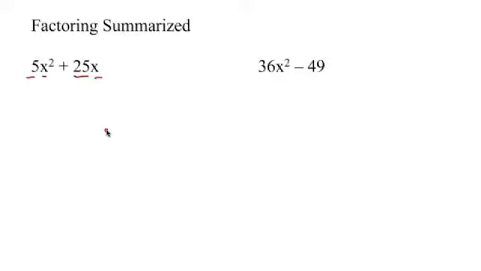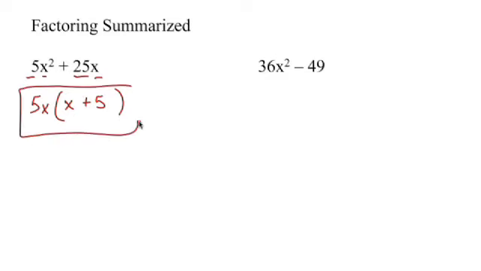So what do you want to do? You want to take that out. So taking that out means you just put it on the outside, and then you ask yourself, 5x times what is 5x squared? Well, that would be an x. And then 5x times what is 25x? That's 5. And that's it. There's no square on this. There's nothing else common between those terms. You are finished with that problem. So rule one, take out something that's common.